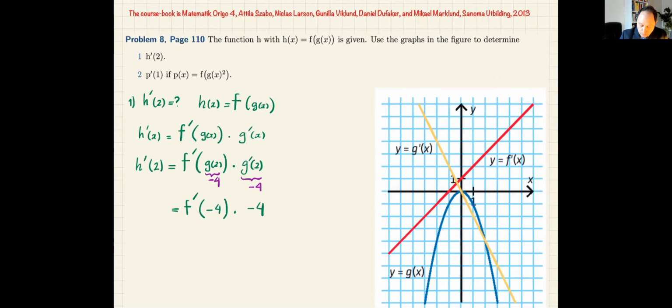But now I need to understand what that number is. For understanding this number, I need to refer to the graph of the derivative of f. The graph of the derivative of f is this red line. And I want to know what the value is if x is -4. So this is -1, -2, -3, -4. I go down to find the intersection point, and the intersection point is here, 1, 2, 3. So it's -3. So this number is -3.